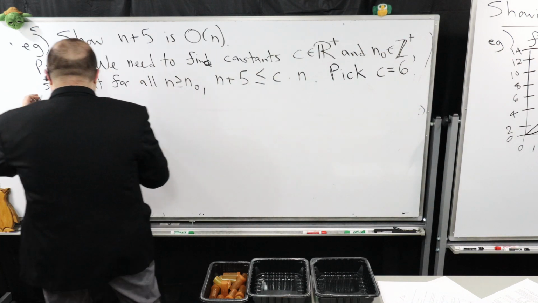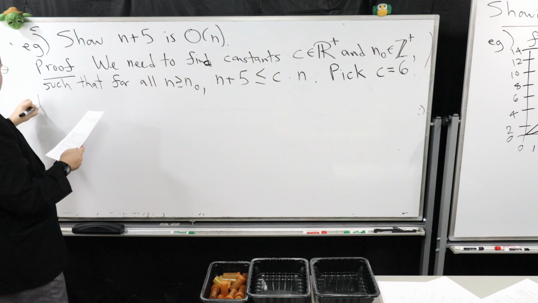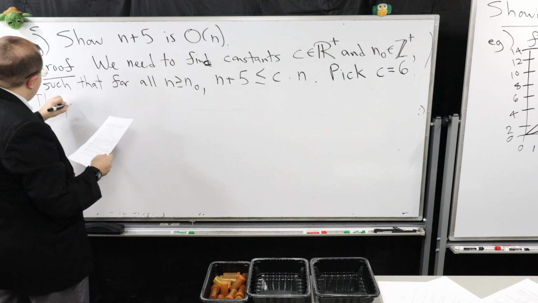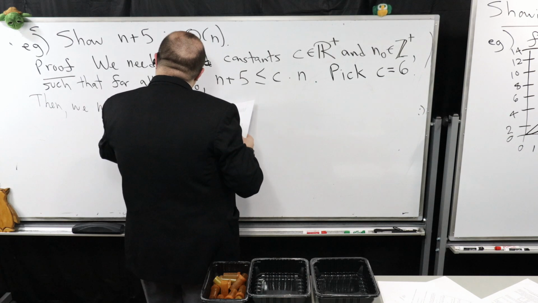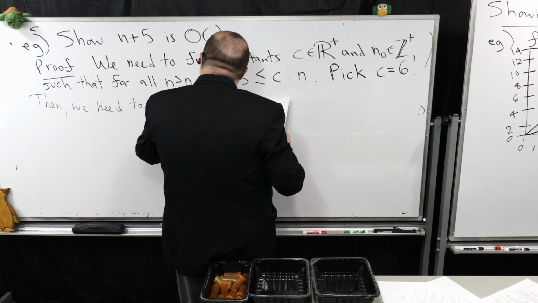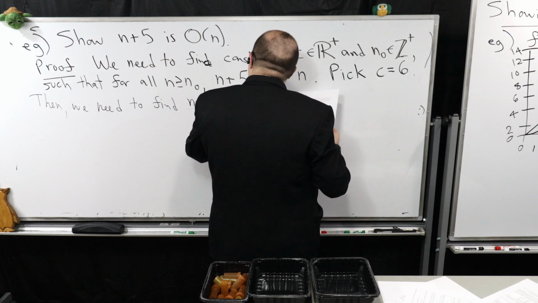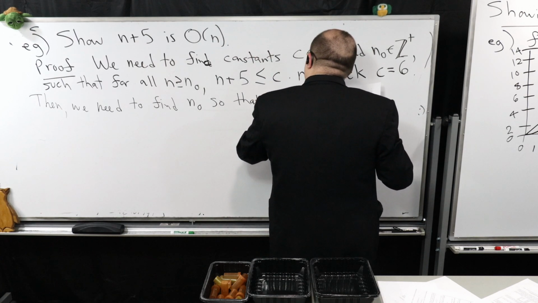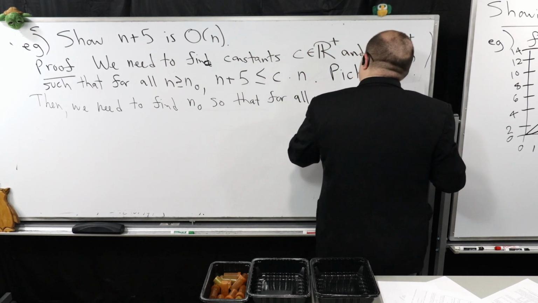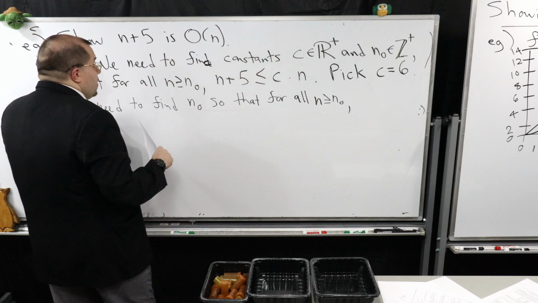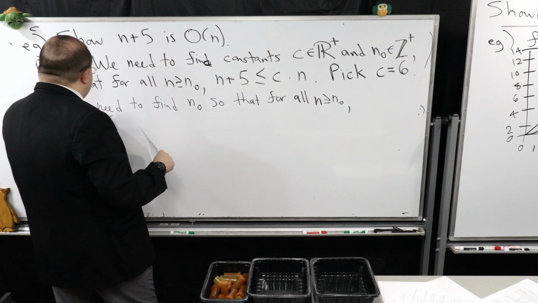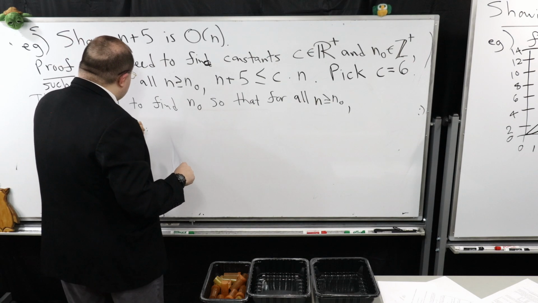So then we need to find n0 so that for all n greater or equal to n0, n plus 5 is less than or equal to 6n.